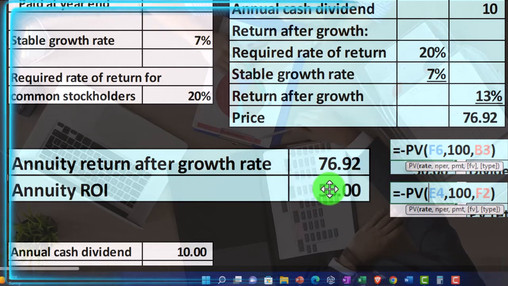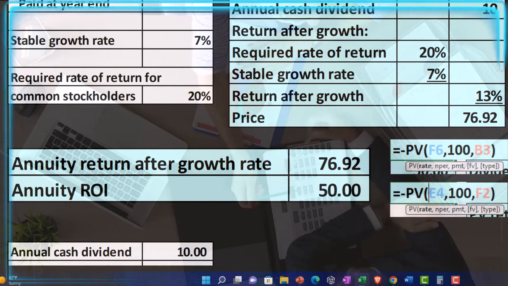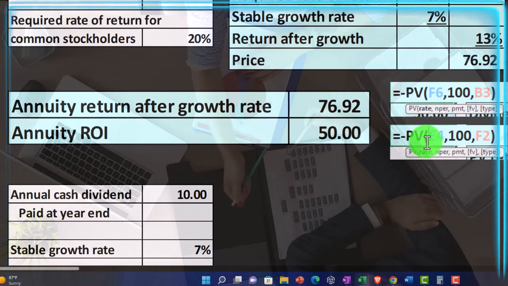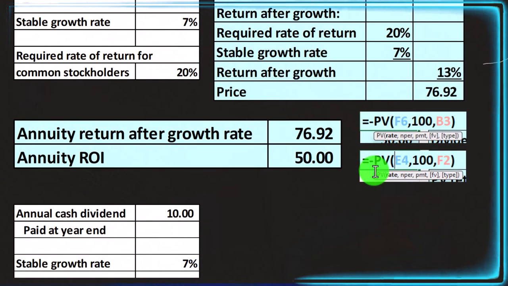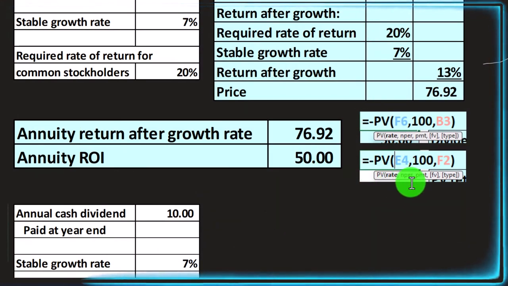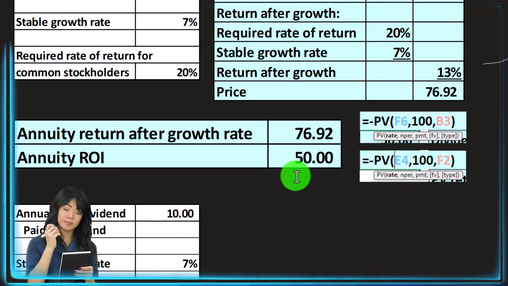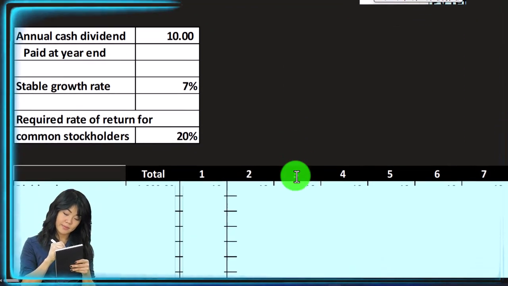Now, we can also do the present value using the 20%. I'll try to feed this in and see why it makes sense to do this 20 minus 7. If I took the present value of the rate at 20%, number of periods 100 again, and the payment is 10, we would get $50. So keep that in mind. We're going to use that in a second here.